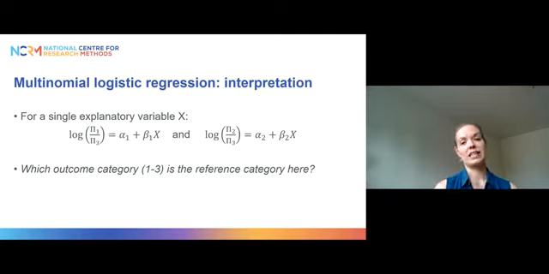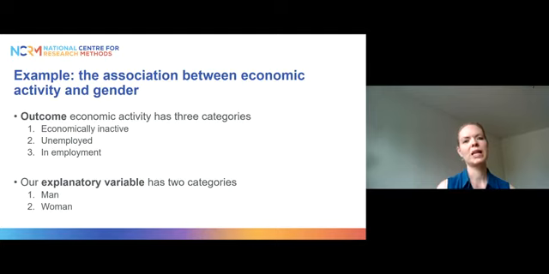Next, I will move on to looking at an example which makes it a bit easier to understand what exactly is going on here. So our example looks at the association between gender and economic activity. Our outcome variable has 3 categories. So whether someone is economically inactive, so maybe they're on parental leave, or maybe they're retired, whether they are unemployed and looking for work, or whether they are currently in employment. And then we're looking at how whether you're a man or a woman is associated with your likelihood to be in these different categories.